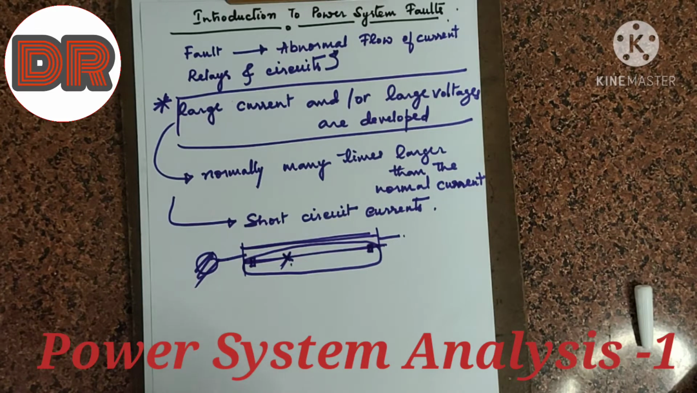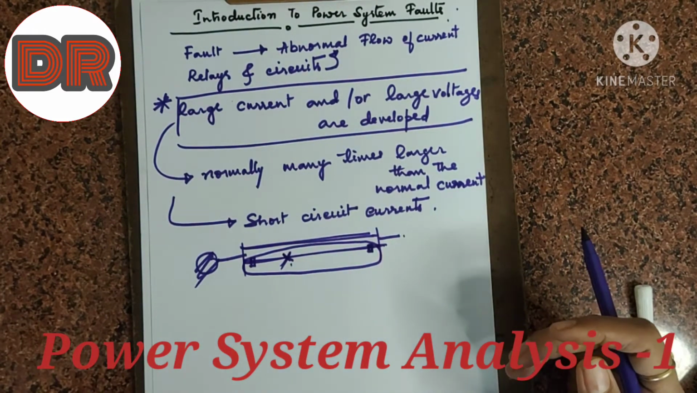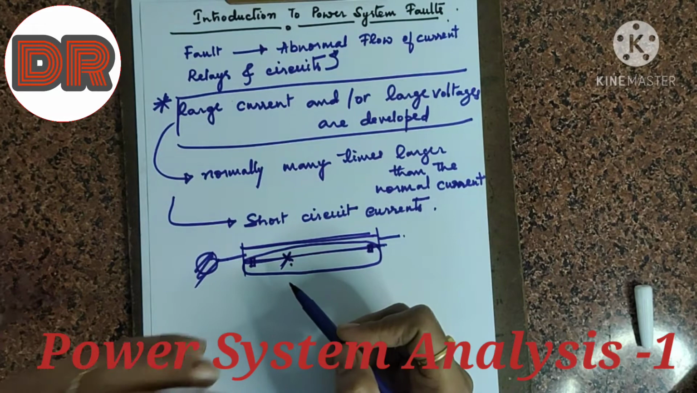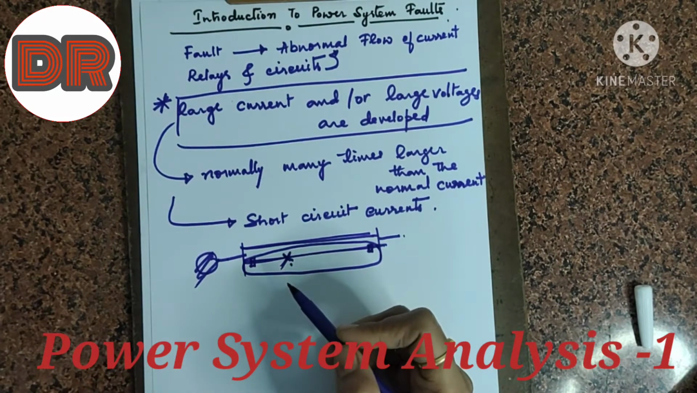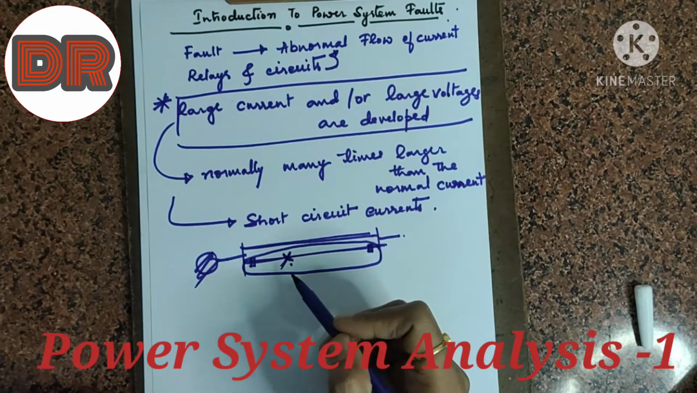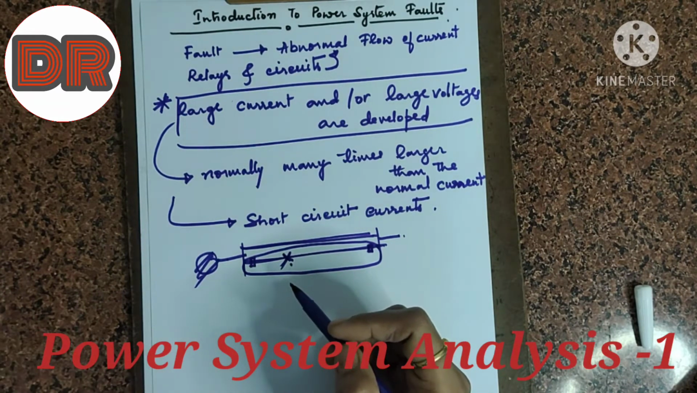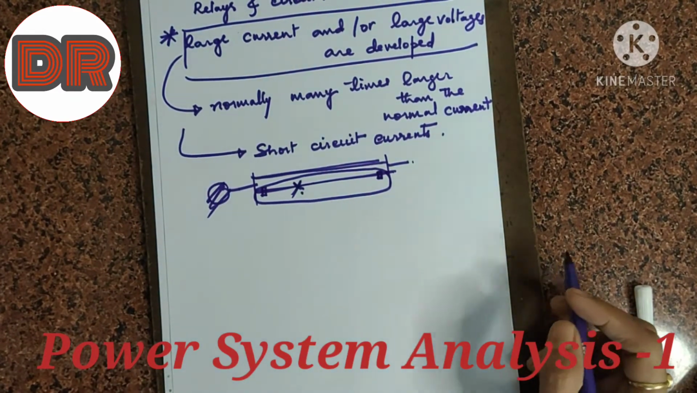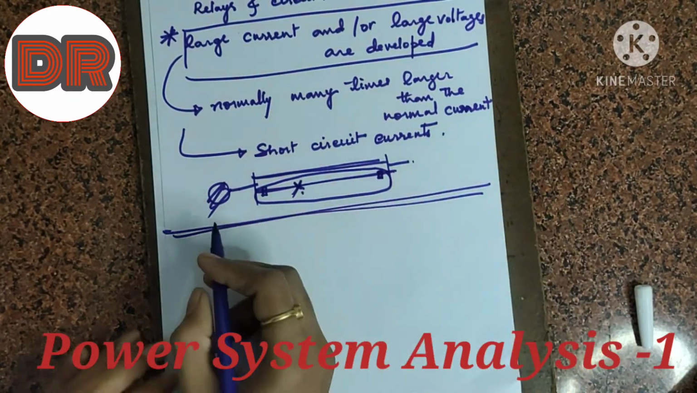To obtain proper settings of the relays and circuit breakers, the values of the system voltage and currents during the fault conditions are very important. These values of voltages and currents are determined by fault calculations. That is why we need fault calculation, and we need to know the different types of faults, so that we can calculate the fault current value and fault voltage value. There are various causes for the occurrence of faults, so let us see what the different causes are.